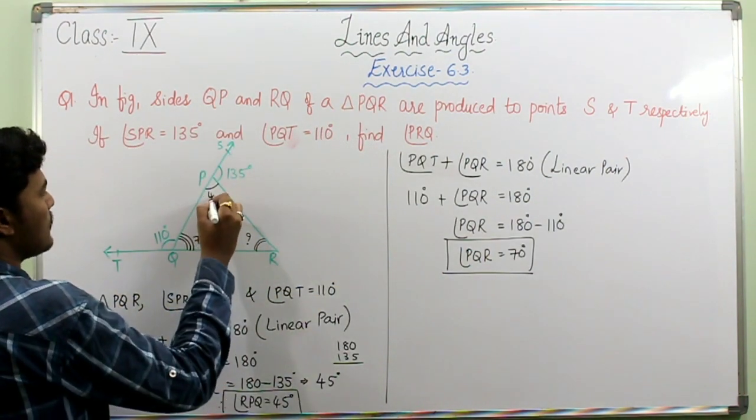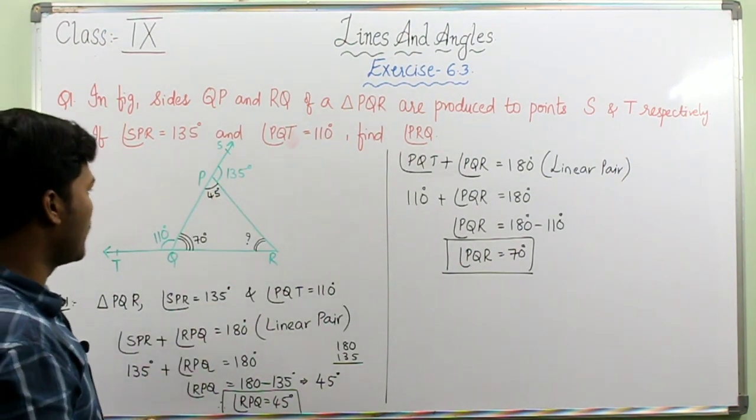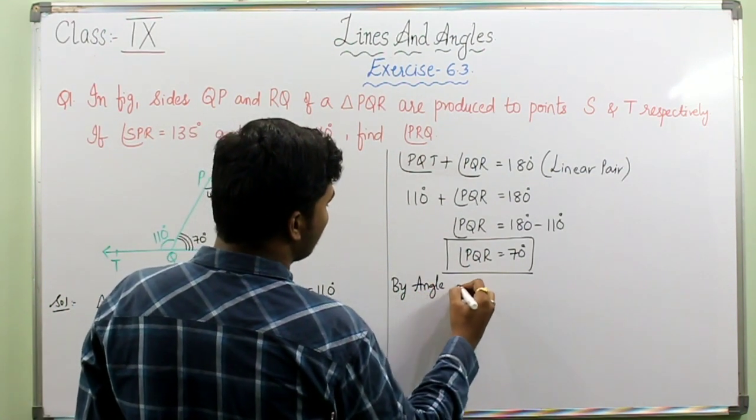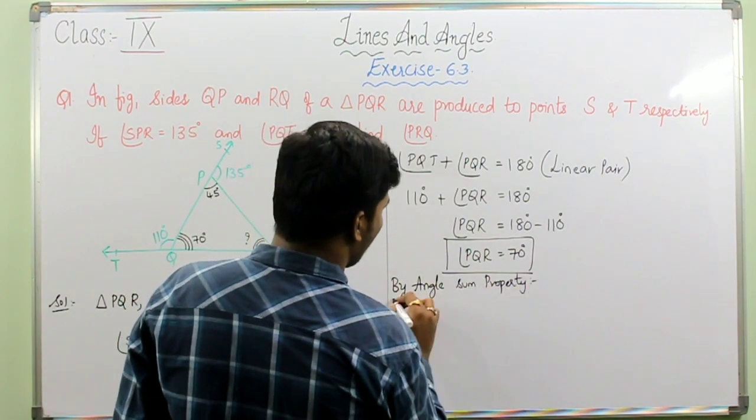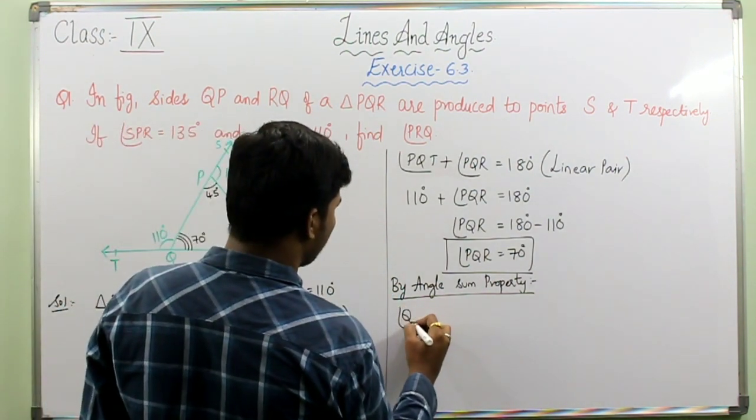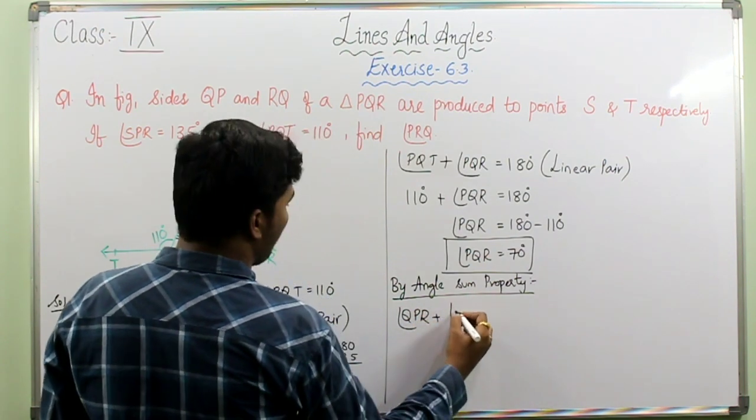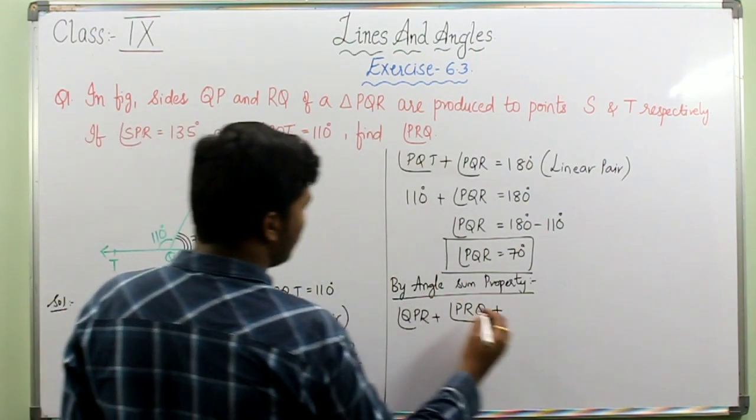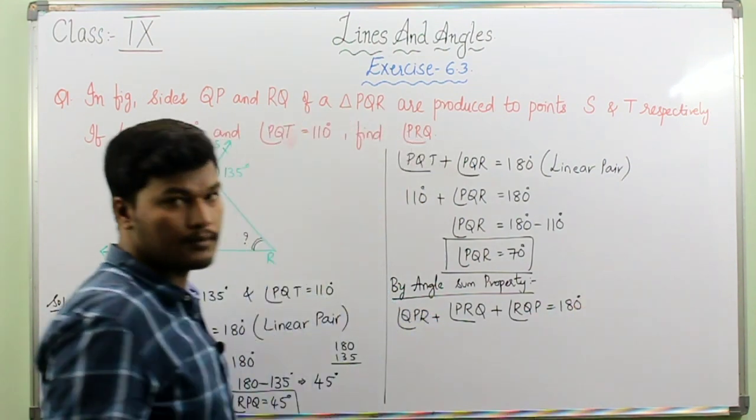So now this we got as 70 degrees. The previous one we got as 45 degrees. Now we can easily find out this by using angle sum property, right? By angle sum property, what we can write? QPR plus PRQ plus RQP is equal to 180 degrees.